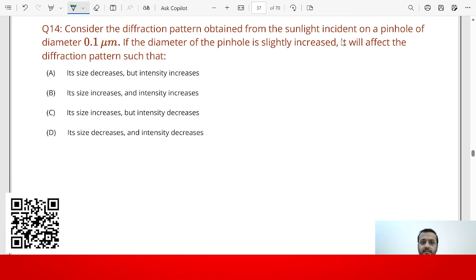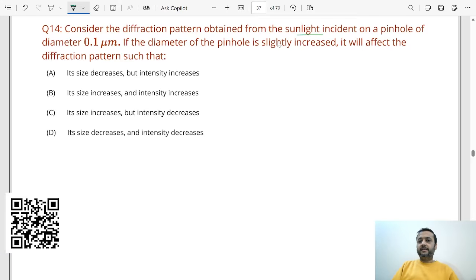Here, what is happening is a diffraction pattern obtained from sunlight incident on a pinhole of diameter 0.1 micrometer. So basically there's a diffraction happening on a pinhole of diameter 0.1 micrometer. Let's say the diameter is B, which is 0.1 micrometer, and here the sunlight is coming. Okay, so there we have a screen over here.